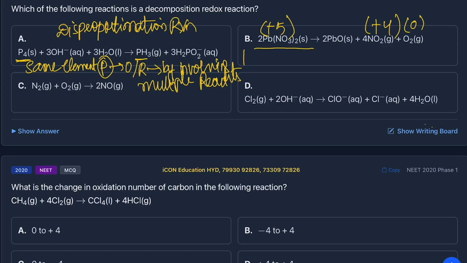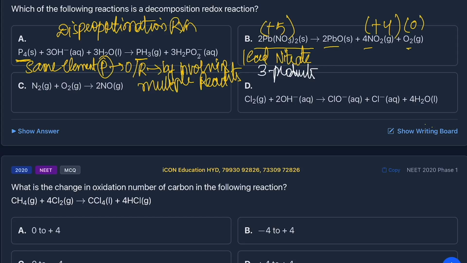What is the name of this compound? Lead nitrate. This breaks down into three products: 2PbO, 4NO2 and O2. Here a single compound breaks down into three products.